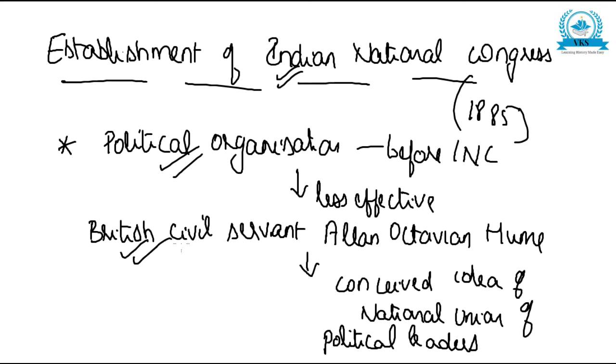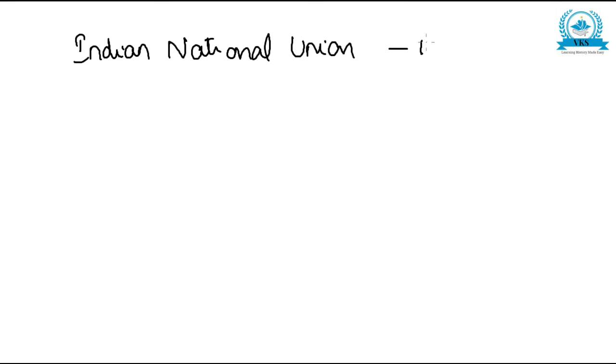A British civil servant, Allan Octavian Hume, that is A.O. Hume, conceived the idea of a national union of political leaders. So that was the beginning of Indian National Congress. The idea was conceived by A.O. Hume. He inspired the Indians to establish an Indian National Union in 1884, and this later became Indian National Congress.